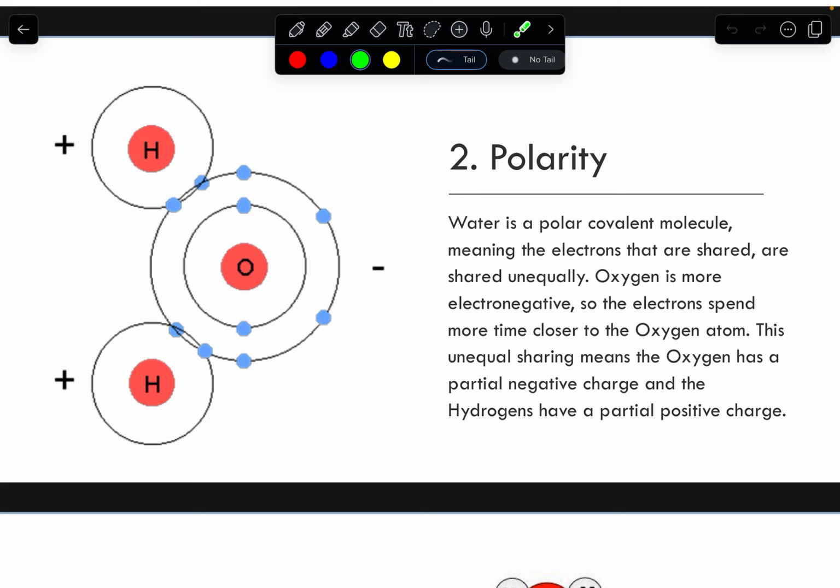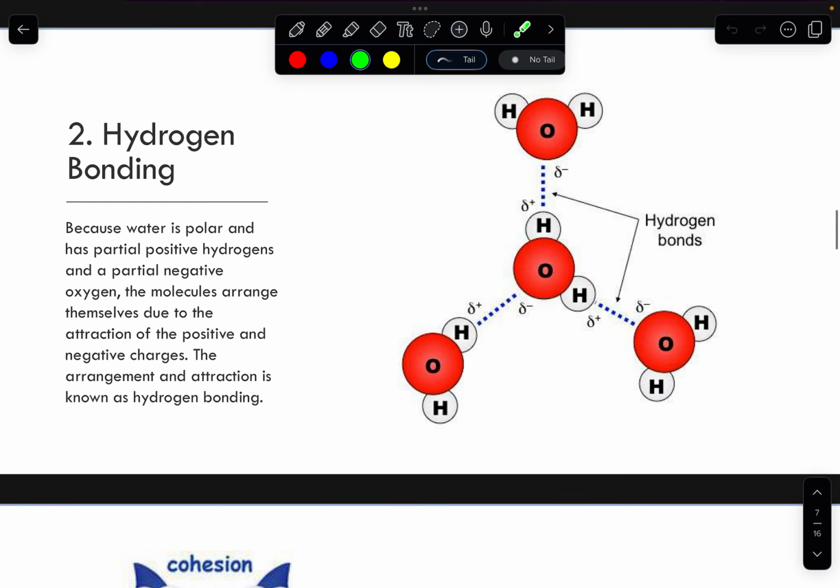Up next, we have polarity, and this should be familiar to you from intermolecular forces. Water is a polar covalent molecule, meaning the electrons are shared, but they are not shared equally. Oxygen is way more electronegative here, so oxygen is going to end up with a partial negative charge, and hydrogen is going to end up with partial positive charges. This is going to make the compound itself act like a magnet and bring forth all sorts of different properties for water.